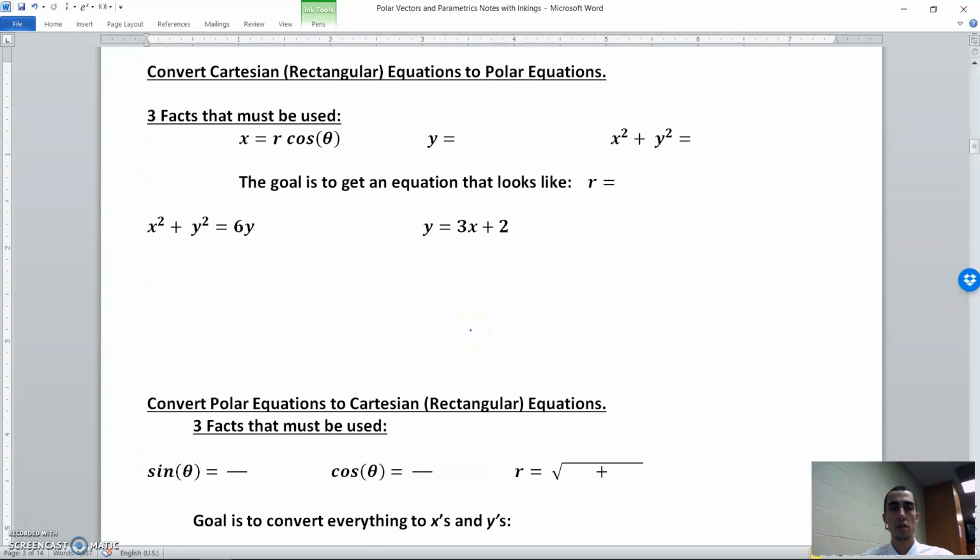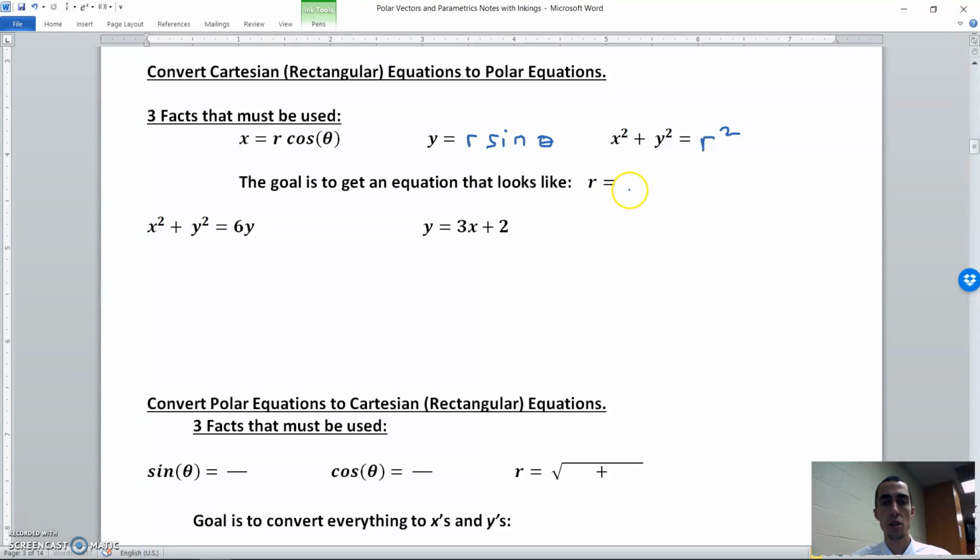Now, in order to convert from Cartesian equations, the ones that we're used to, into polar equations, we want to use three facts. The first one is that x equals r cosine theta. Now, x equals r cosine theta is one that was introduced in our last lesson. The other one, just want you to write it down again, is that y equals r times the sine of theta, and that x squared plus y squared equals r squared.